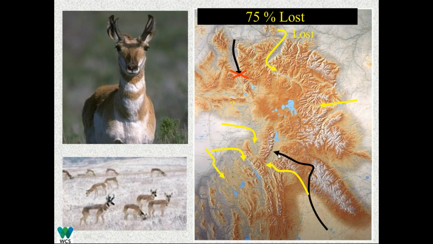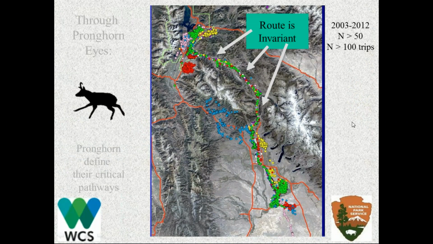And so we're really only left with one intact, healthy migration of pronghorn in the GYE, and that's this migration that occurs between the summer range in and around Grand Teton National Park and the winter range about 120 kilometers away in the Upper Green River Basin near the town of Pinedale, Wyoming. So in 2003, Steve Kane with the National Park Service and Grand Teton National Park and Joel Berger and others at WCS, we began looking at this migration to try to define it.